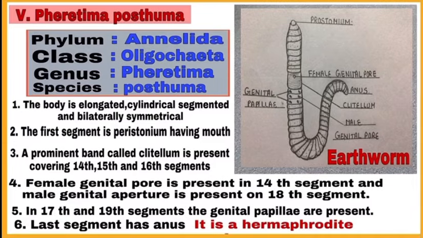The female genital pore is present in the 14th segment and the male genital pore is present on the 18th segment. Also note, in the 17th and 19th segments, the genital papillae are present. The last segment has the anus, and earthworm is a hermaphrodite. Both sex organs are present in a single organism.